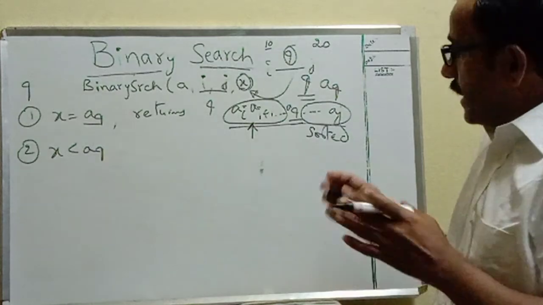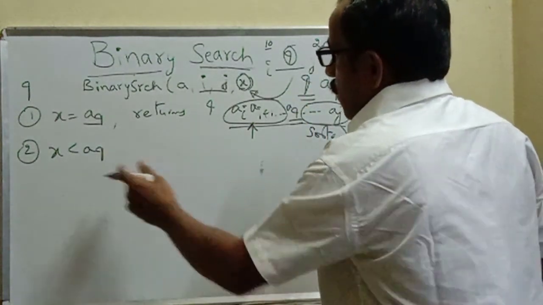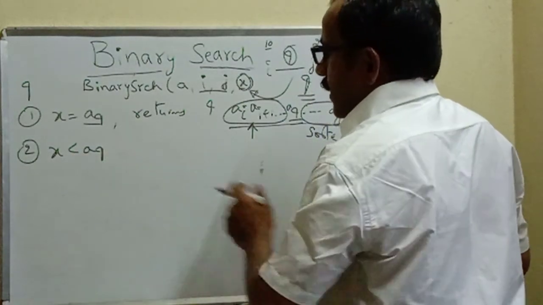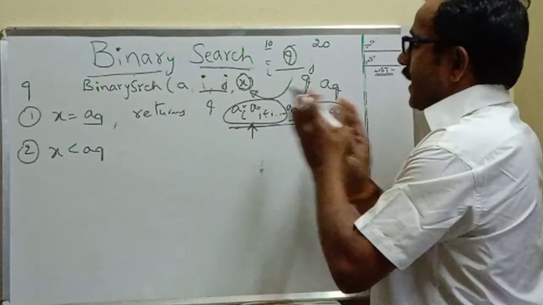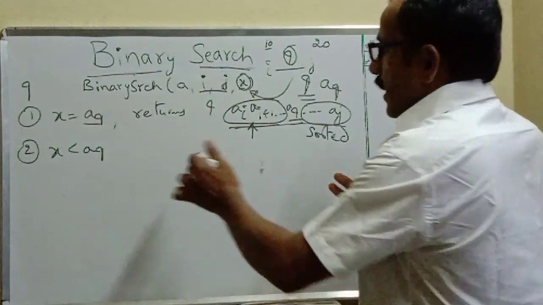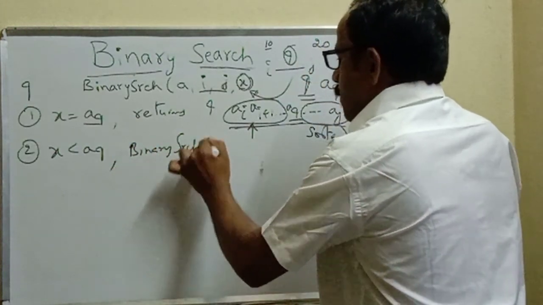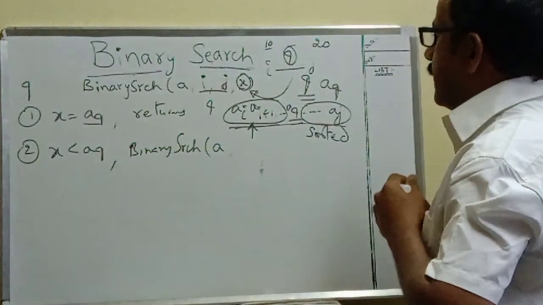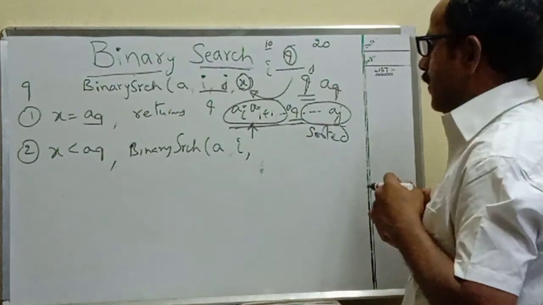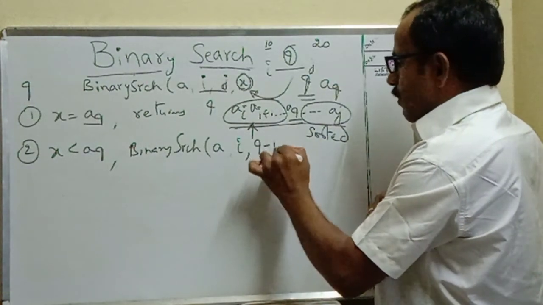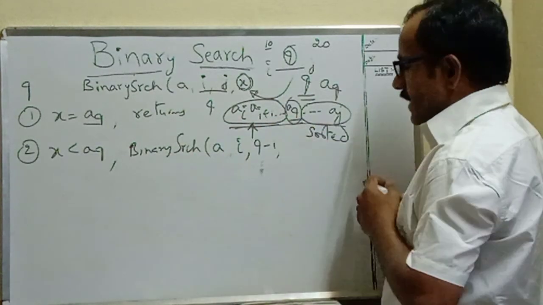Then how can we frame the binary search procedure now? What is the binary search procedure call now? If x is less than aq, then x lies on the left side of aq, because all the elements are in sorted order. Then the binary search procedure becomes: the array is a anyway. Low location number we are not disturbing, because we are going to select this subarray only. What is the high location number? q minus 1, because we have already compared x with aq, and x is less than aq.